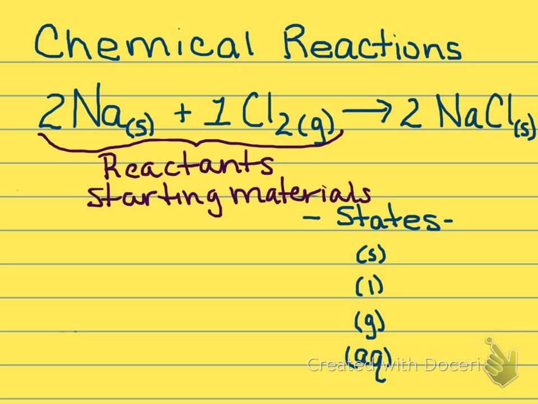On the other side of the arrow, on the right side of the arrow, in this equation we have sodium chloride, we call this a product. The product is the end result of the chemical reaction. There's a lot of other stuff besides just the elements and compounds in this chemical equation. There's some numbers, there's some little abbreviations in parentheses. We need to know what all of that means.